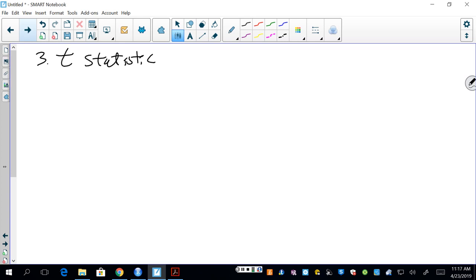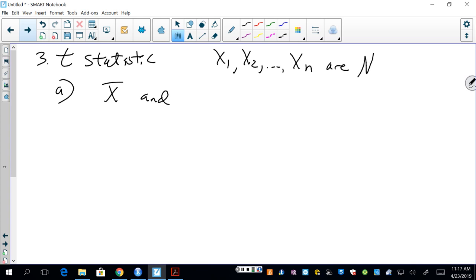And so we'll look at that. In this, there's kind of a couple of things. It turns out that x bar, so we're going to have some observations, x1, x2, up to xn, are normal random variables, and they're independent of one another.